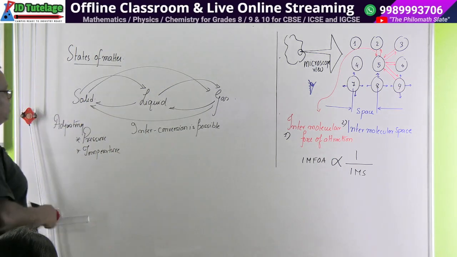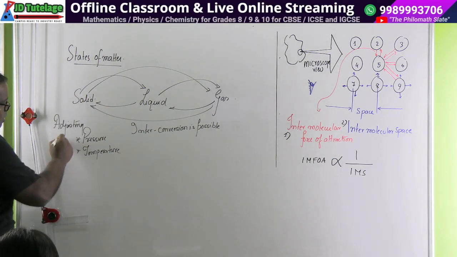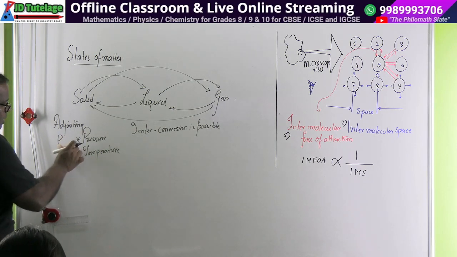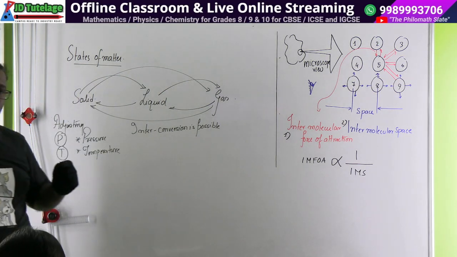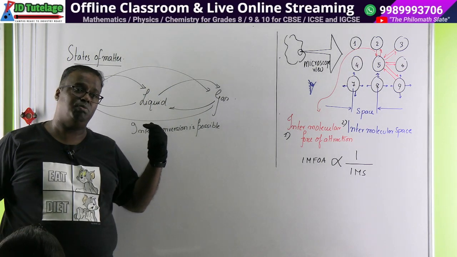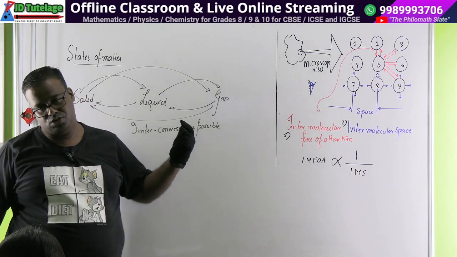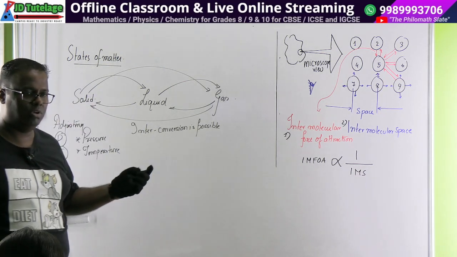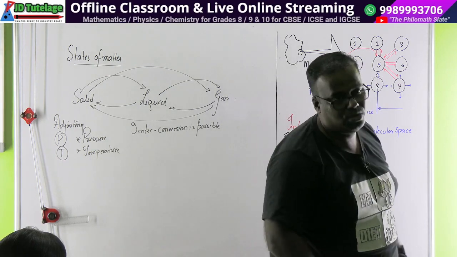So interconversion is always possible, and we play between two parameters, one is pressure and one is temperature. So the question may come to you, how can you change states of matter? We can change states of matter either by changing the pressure or the temperature, or by a combination of both. That we will see. Like if you increase, what happens? If you decrease, what happens? Is this much understood to you?